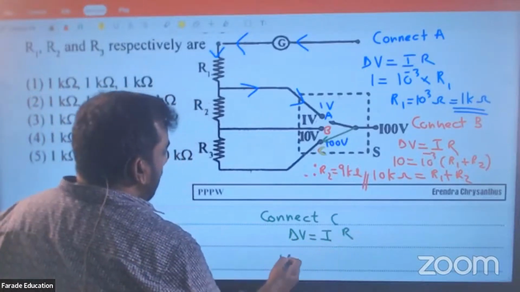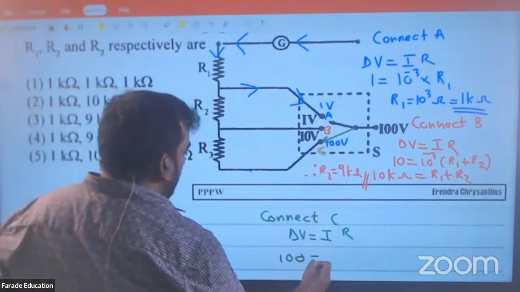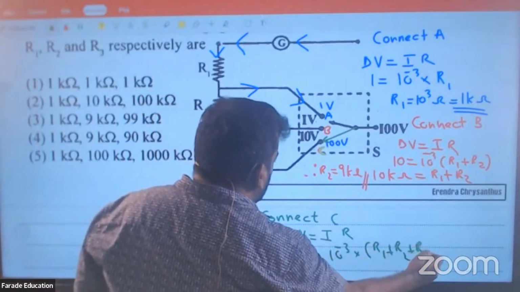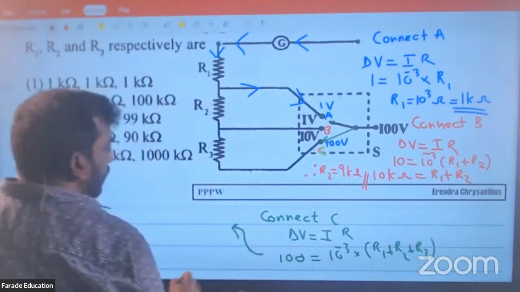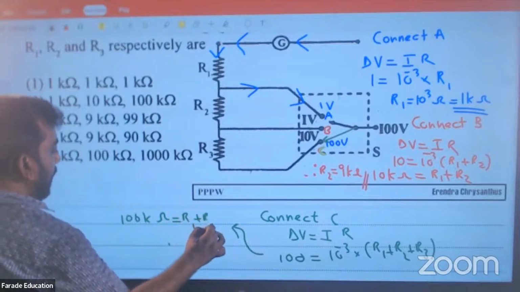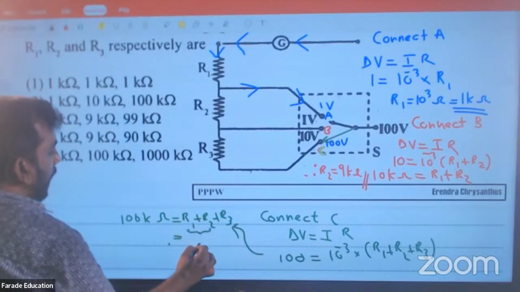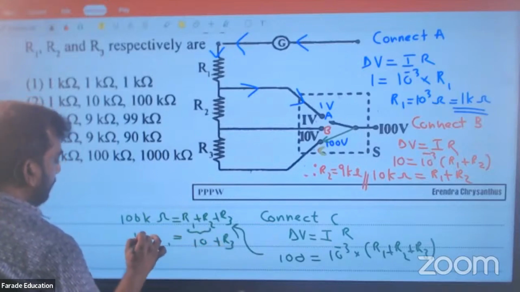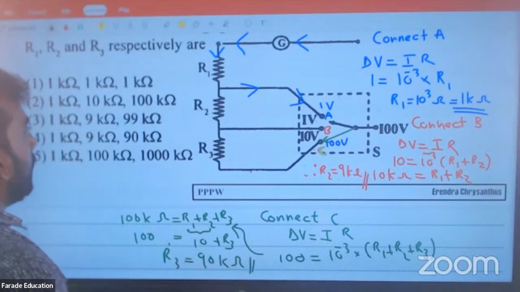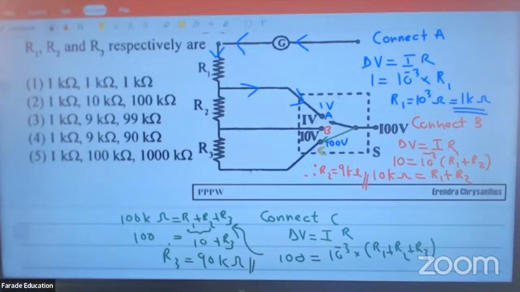Current into total resistance: 100 volt, 1 milliampere, full scale deflection. R1 plus R2 plus R3 equals 100 kilo ohm. R1 plus R2 is 10 kilo ohm, so R3 is equal to 90 kilo ohm. So R1 is 1 kilo ohm, R2 is 9 kilo ohm, R3 is 90 kilo ohm. Correct answer is answer number 4.